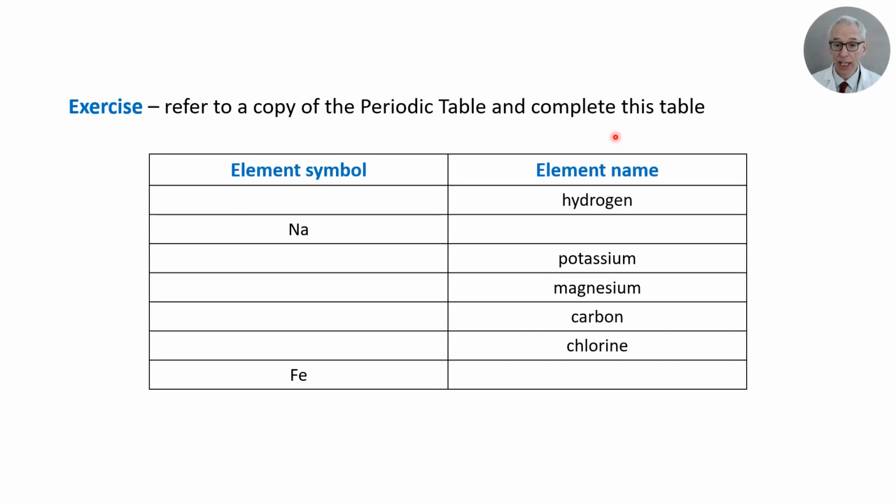So a straightforward exercise using the periodic table. Complete this table. We want the element symbol if it's missing, or the element name if that is missing. Pause, complete the table, come back to check against the correct answers. Okay, so capital H for hydrogen, Na is sodium, potassium, capital K, magnesium, 2 letters, capital M, lowercase g. Carbon, capital C, chlorine, capital C, lowercase l. Fe, iron.